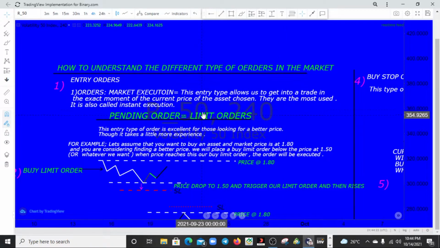And in today's topic, I am breaking down the types of orders, how to understand the different types of orders in the market, how you can use them to your advantage, and how to use them in every situation. So let's move forward.